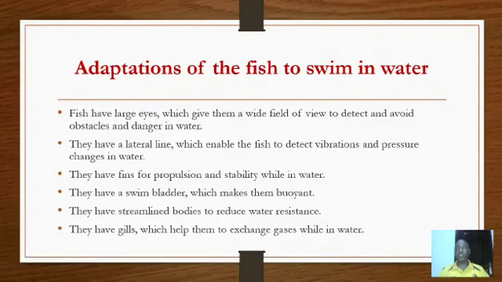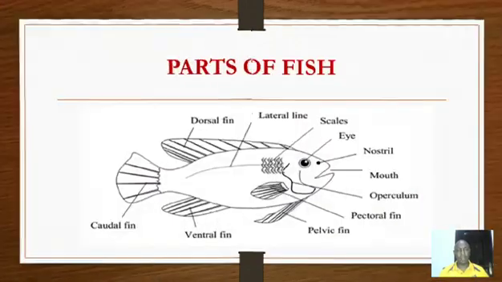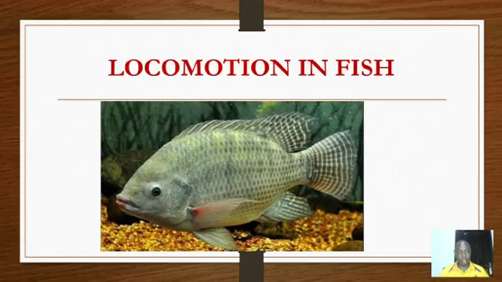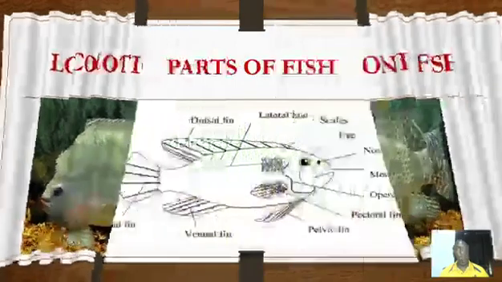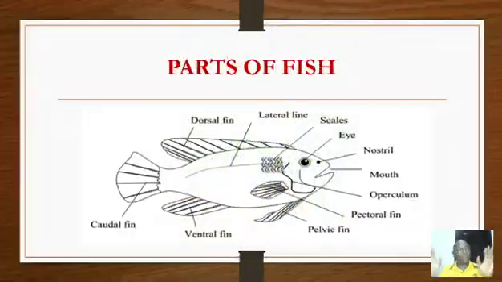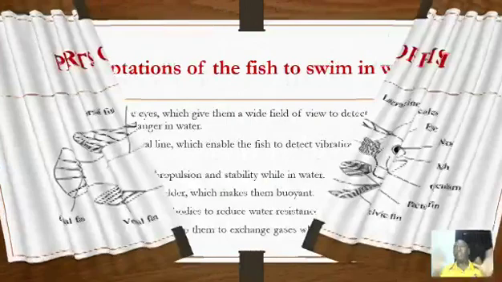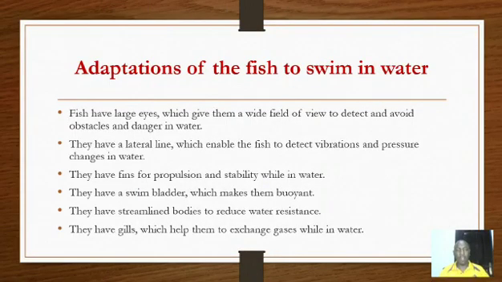Adaptations of fish to swim in water. Just like we have seen from the visual, the fish have large eyes. Look at that fish. The eyes are large. Now the eyes being large, it gives them a wide field of view so that they are able to see obstacles in water and avoid them.